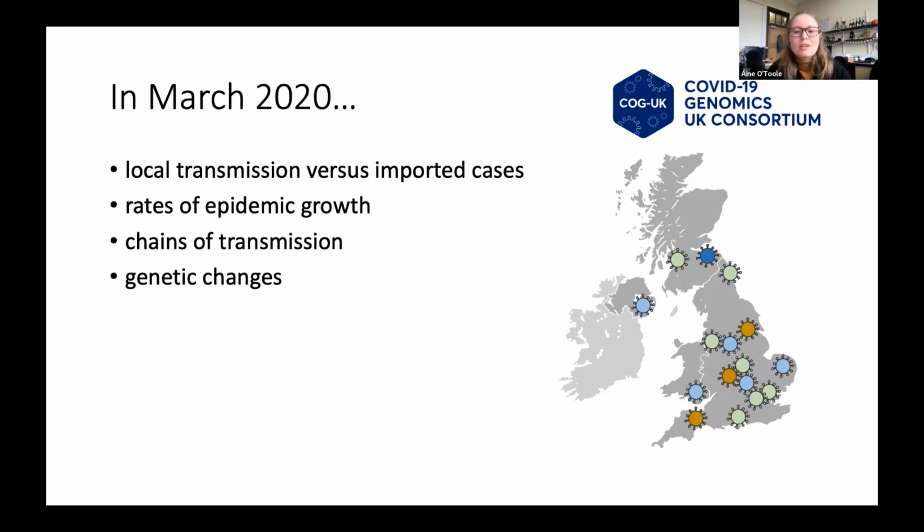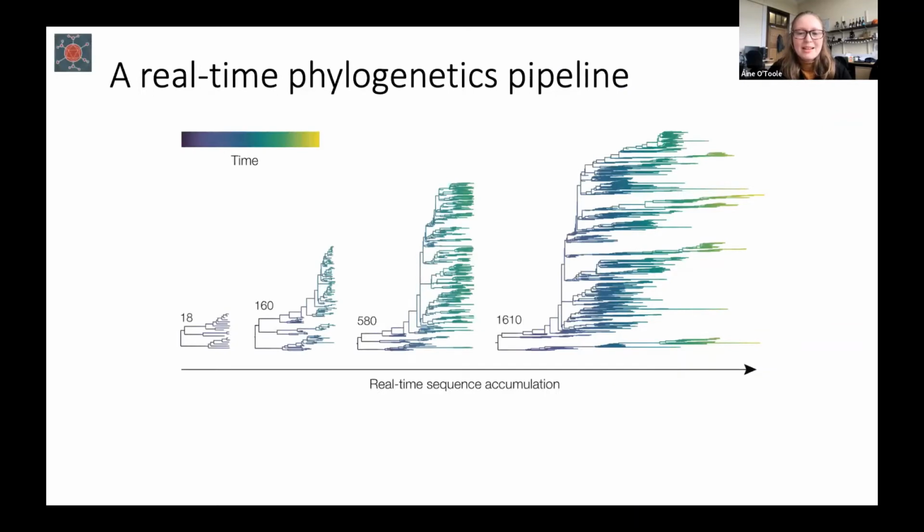But many of these questions require a tree as a starting point. And so we set out to put together a real-time phylogenetics pipeline, which could run on a daily basis, placing the UK samples into the global context.